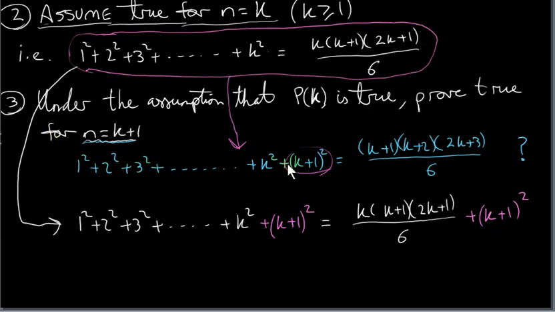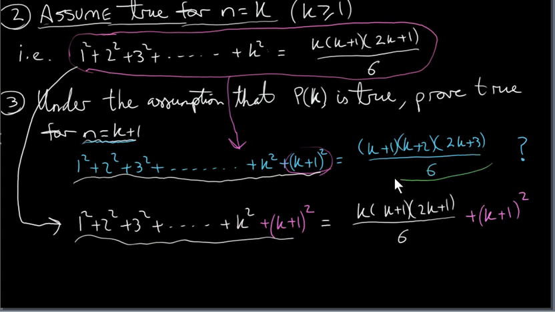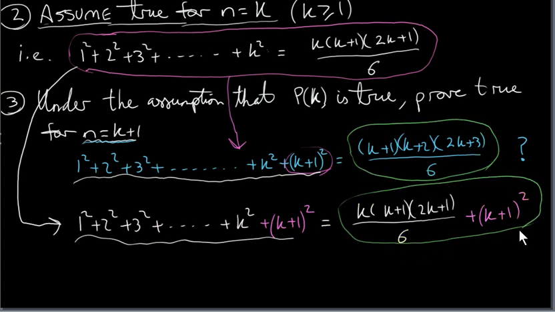So remember, everything in blue is what we're trying to prove. So here is our assumption statement. So I've added k plus 1 squared to both sides. So k plus 1 squared added to the left hand side and k plus 1 squared added to the right hand side. So you can see that the left hand side of this now is equal to the left hand side of what we're trying to prove. So it remains for us to prove that the right hand sides are the same. So we have to prove that this here equals this here, and then we're done.